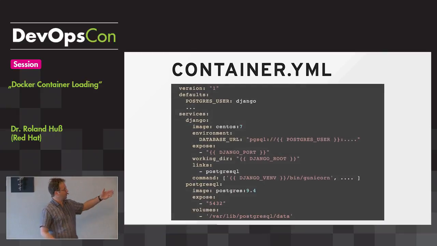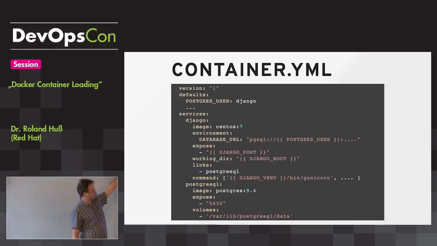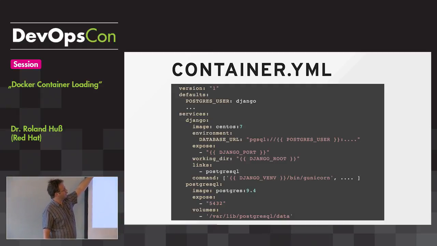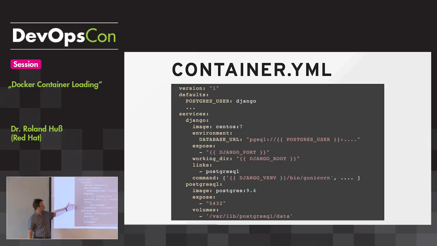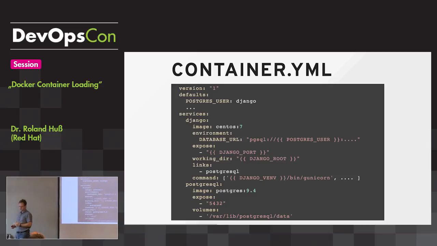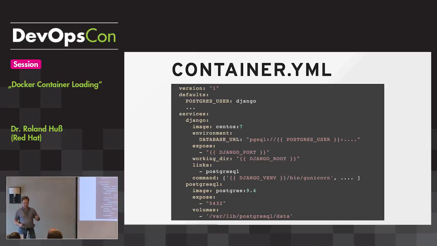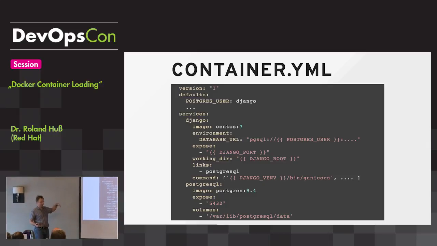This container.yml looks like this. If you know Docker Compose, it looks quite similar. You have services, and you give the services names. Here you have a service Django, and we have a service Postgres, and we define certain images. This looks a little bit like a Dockerfile, but this is a description of the base container which is started before the Ansible playbook is applied to these containers.